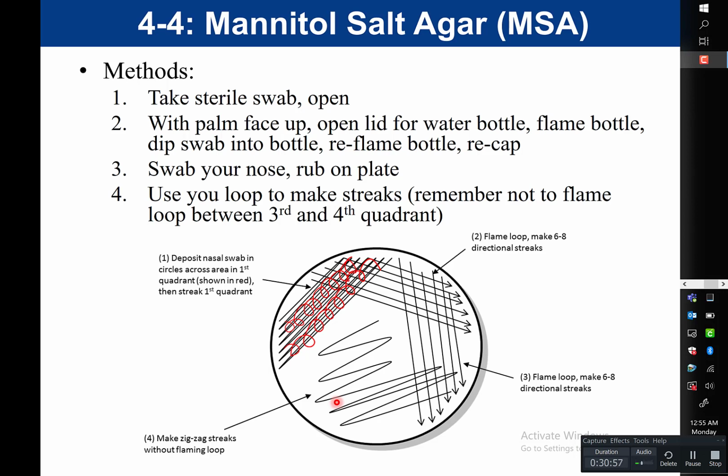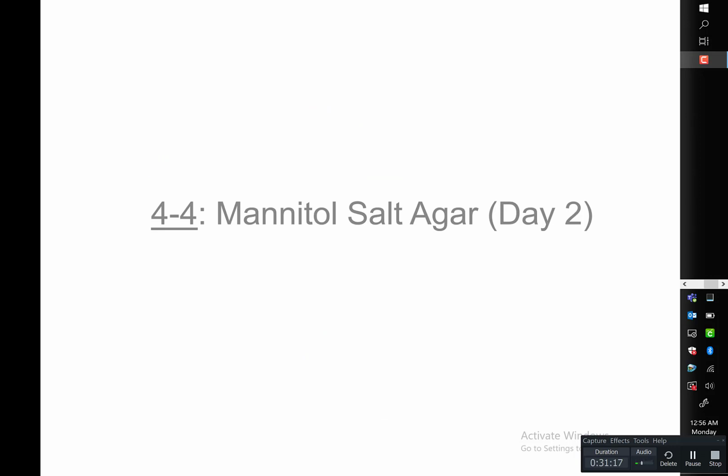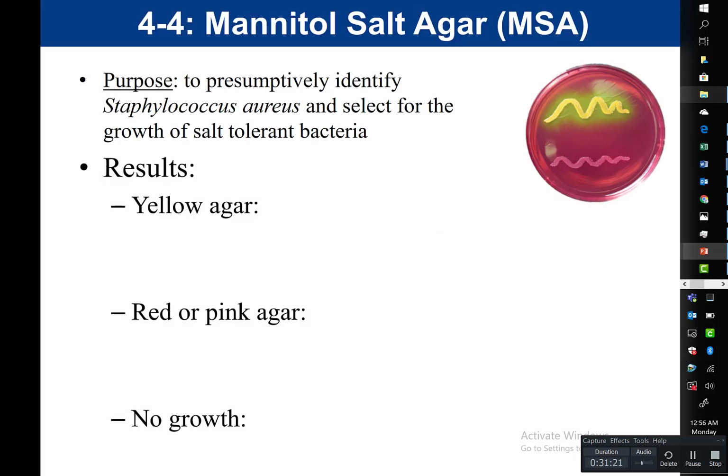And after 48 hours, we would take our plate out and we would look at what grew to see what type of bacteria was found in our nasal passage. And so now we're going to talk about what the results would look like of this experiment. So we're going to look at our readout now for our mannitol salt agar. So again, the purpose of our mannitol salt agar is to presumptively identify Staph aureus and select for the growth of osmotolerant bacteria. So let's discuss what the results could mean.